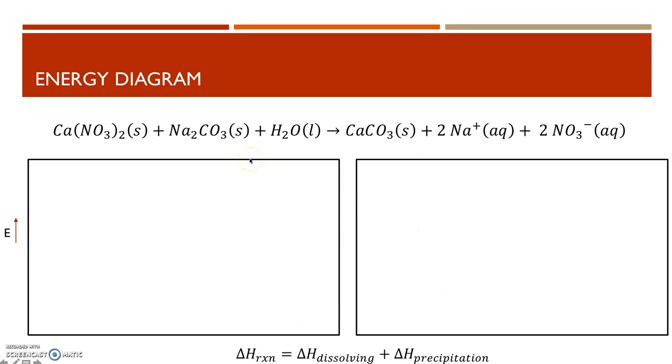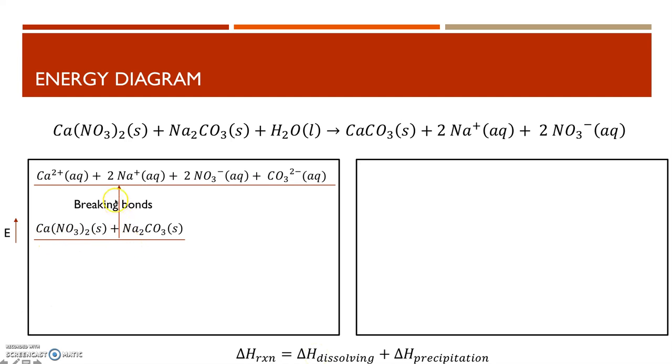One of the reactions we'll be using here involves some solids that we have to dissolve. So we have to break some bonds, and then we also have to make a new bond. Calcium carbonate we're going to precipitate out of solution, making a new bond. Here are my reactants. I have to break some bonds in order to dissolve them into water, into their ions, and then I'm going to make new bonds to create my calcium carbonate.